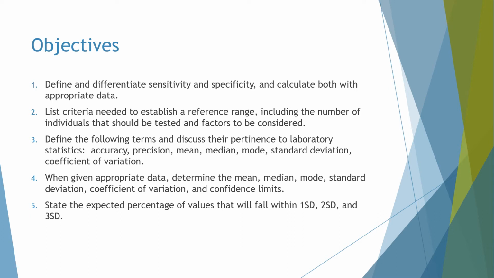Your objectives for today's lecture. Number 1, define and differentiate sensitivity and specificity and calculate both with the appropriate data. Number 2, list criteria needed to establish a reference range, including the number of individuals that should be tested and factors to be considered. Number 3, define the following terms and discuss their pertinence to laboratory statistics: accuracy, precision, mean, median, mode, standard deviation, and coefficient of variation.